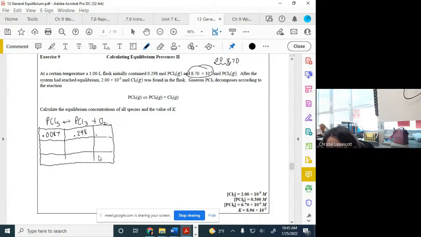So when we got done, we had 0.002 here in the flask, right? And we started with 0. So we had to form 0.002 of that, which means that we formed, is this balanced? 0.002 of this. So that's going to take us up to 0.3 here. And then we would have used up 0.002 here. So that takes us down to 0.0067.